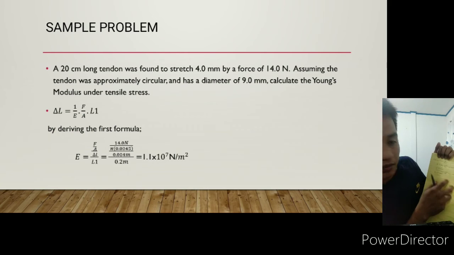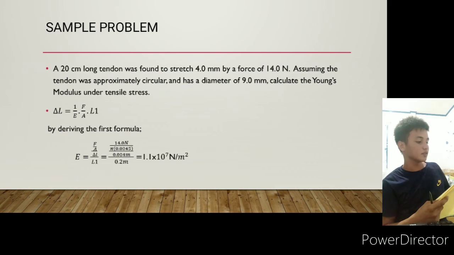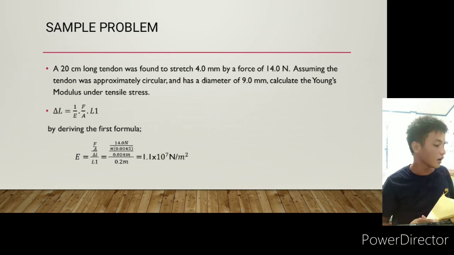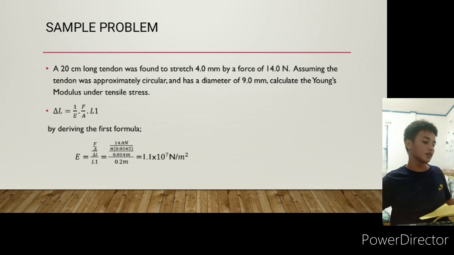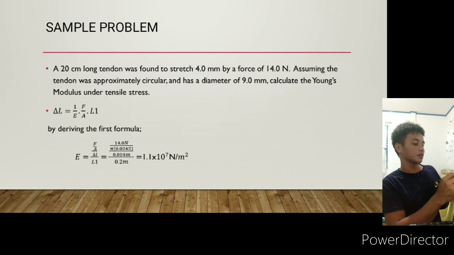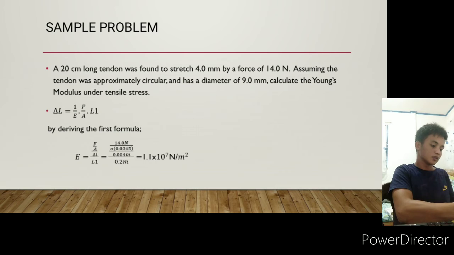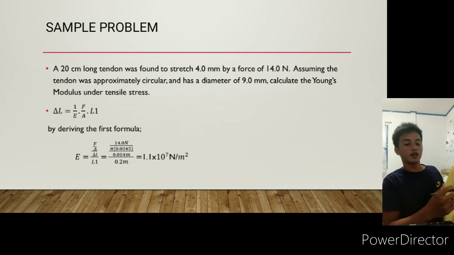So I wrote L1 is equal to 20 centimeters. Since L1 is in centimeters, we need to convert it to meters. So 20 centimeters times 1 meter over 100 centimeters. We need to cancel the centimeter. We will be getting the value of 0.2 meter for our L1.